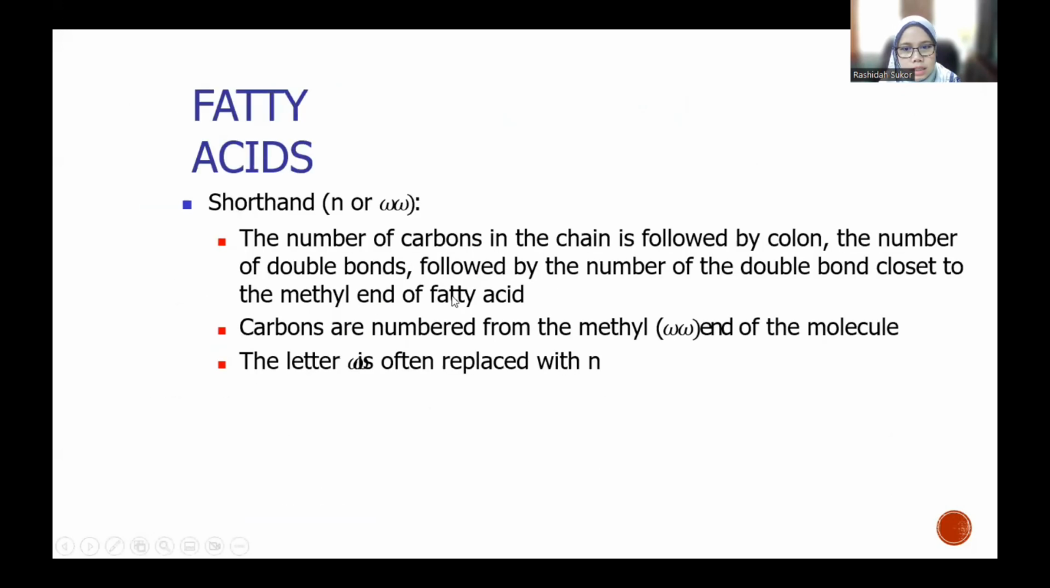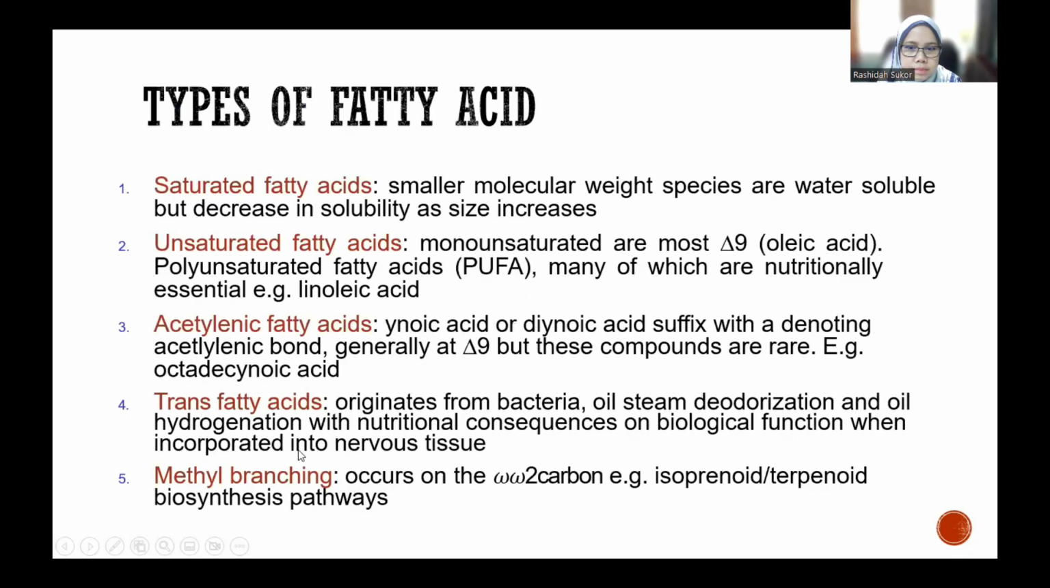Okay, the number of carbon in the chain is followed by colon, so double dot, the number of double bond. Kalau ada double bond, dia akan tulis 1, 2, 3. So 16:3 is 16 carbon, double dot 3, meaning dia ada 3 double bond. Okay, followed by the number of the double bond closest to the methyl end. So starting from the methyl end, carbons are numbered from the methyl end of the molecule. The letter omega ni is often replaced with n, depending on how the nomenclature is written.